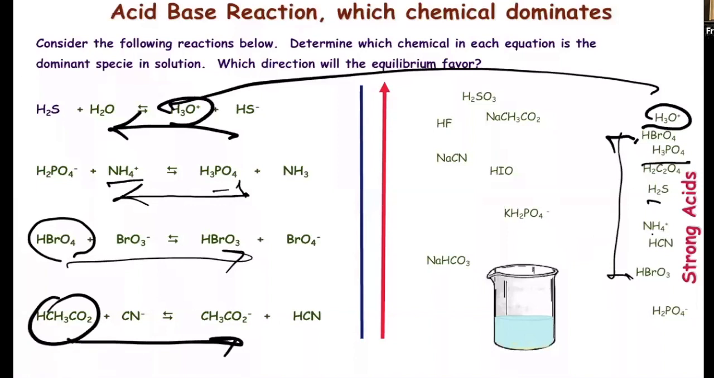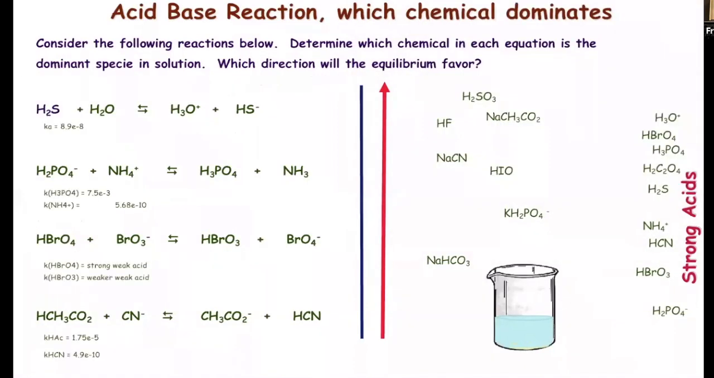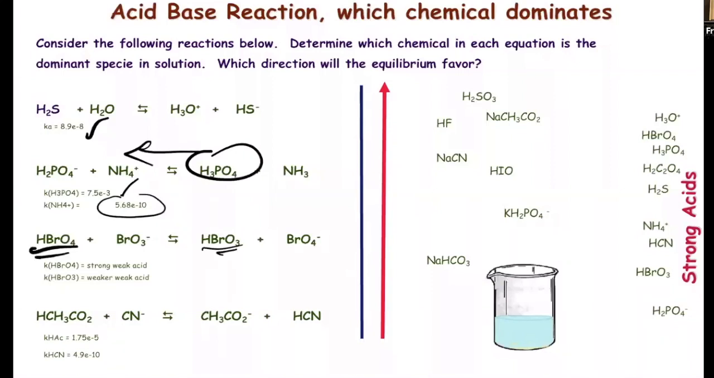And you can do that by looking up the Ka's. This one has a Ka of 7.5 times 10 to the minus 3. That's this guy. And the ammonium has a Ka of 5.68 times 10 to the minus 10. 7.5 times 10 to the minus 3 is a bigger number, so it's going to go in that direction. For these two, the Ka for perbromic acid, I couldn't find it, but I know it's a stronger acid because it has 4 oxygens. But here, the last example, the Ka for acetic acid is 1.75 times 10 to the minus 5, and the Ka for hydrogen cyanide is 4.9 times 10 to the minus 10. The reaction moves in the forward direction like that.